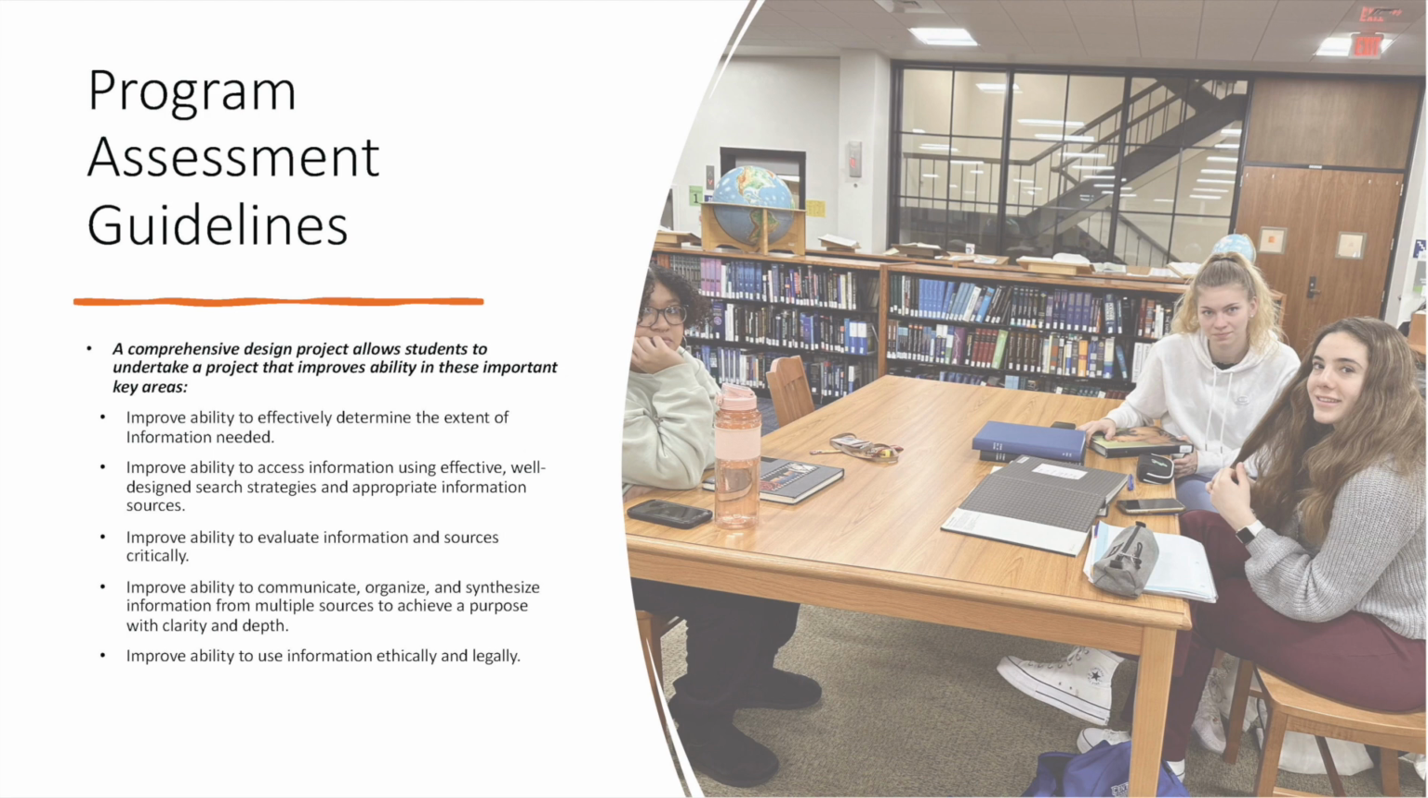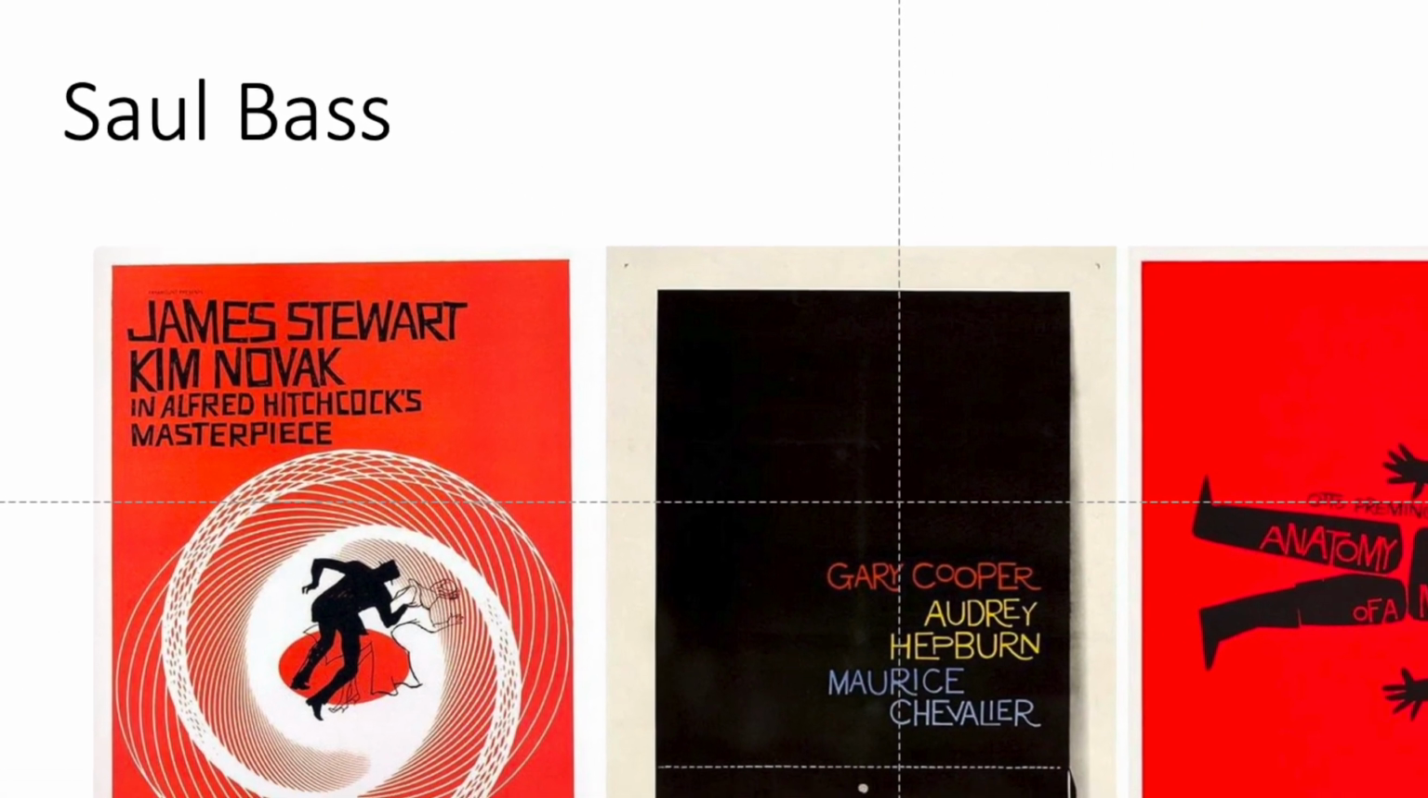The assessment process for the design program stresses that a comprehensive design project allows students to undertake a project that improves ability in these important key areas: improve ability to effectively determine the extent of information needed, improve ability to access information using effective, well-designed search strategies and appropriate information sources, improve ability to evaluate information and sources critically, improve ability to communicate, organize, and synthesize information from multiple sources to achieve a purpose with clarity and depth, and improve the ability to use information ethically and legally.